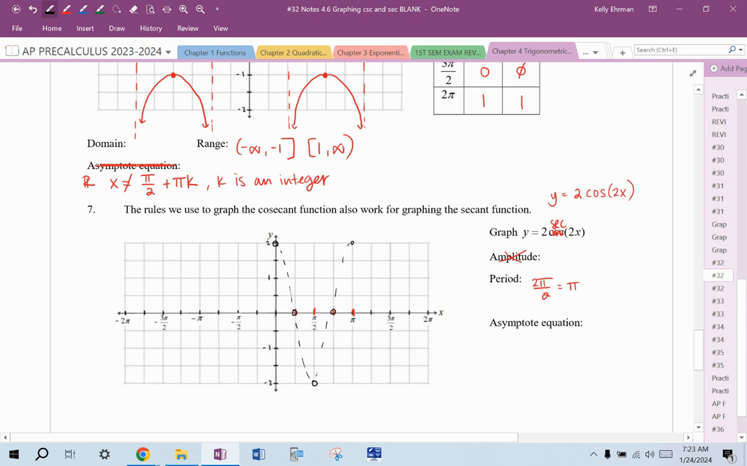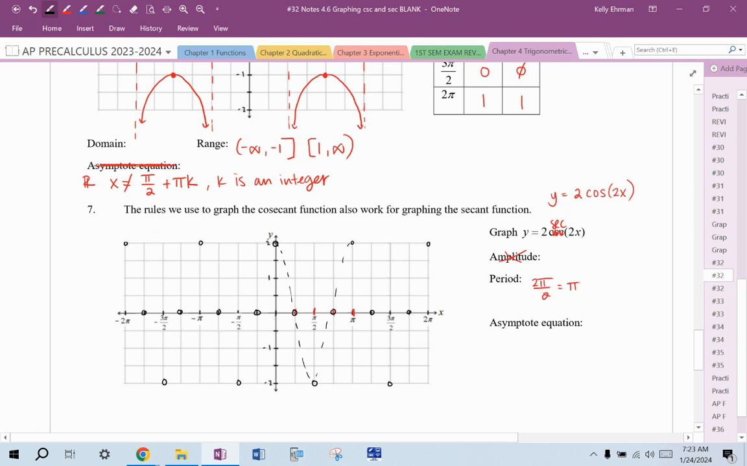Let's continue that cosine curve on. This is every 1 unit. So 0, negative 2, 0, 2. Let's do it on the negative side. So 0, negative 2, 0, 2, 0, negative 2, 0, 2. All right, so here's my cosine curve.